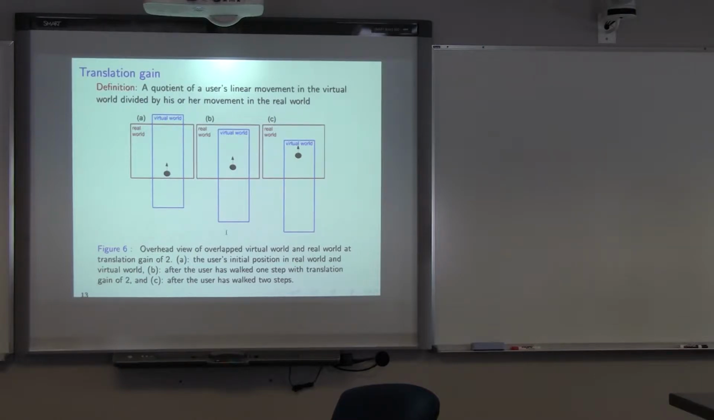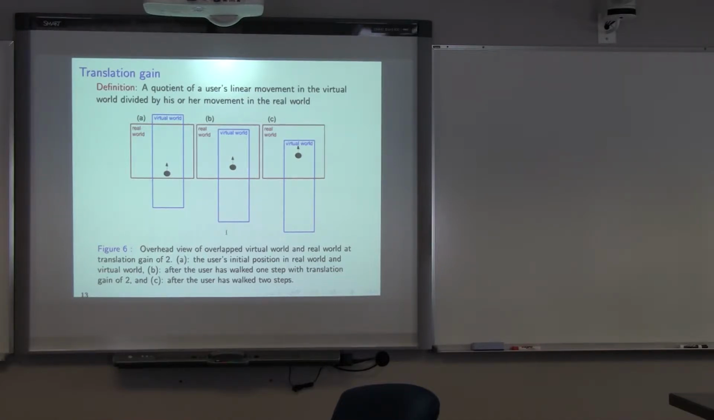One of the traditional redirected walking techniques is translation gain. We define it as the quotient of a user's linear movement in the virtual world divided by his or her movement in the real world. The graph shows an example where we use a translation gain of 2 to make a user walk faster in the virtual world than in the real world to avoid a potential collision in the real world.